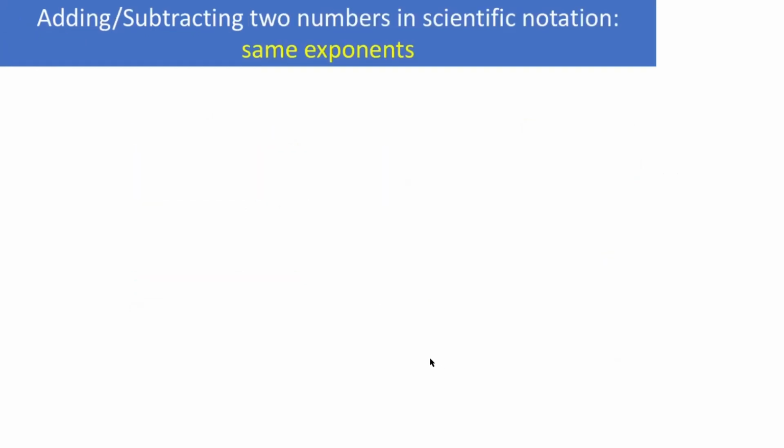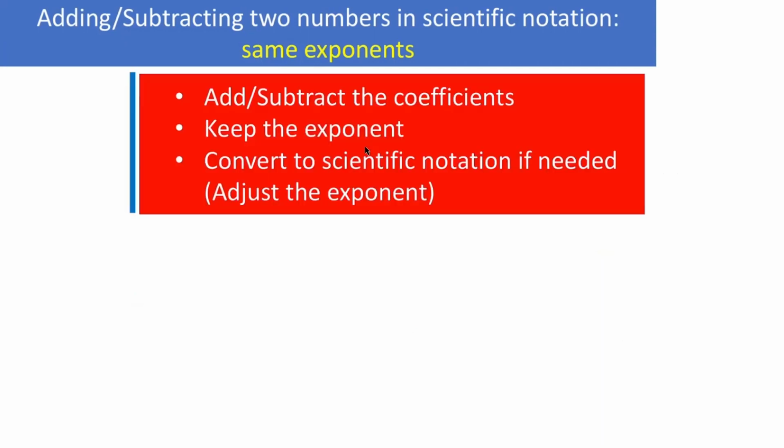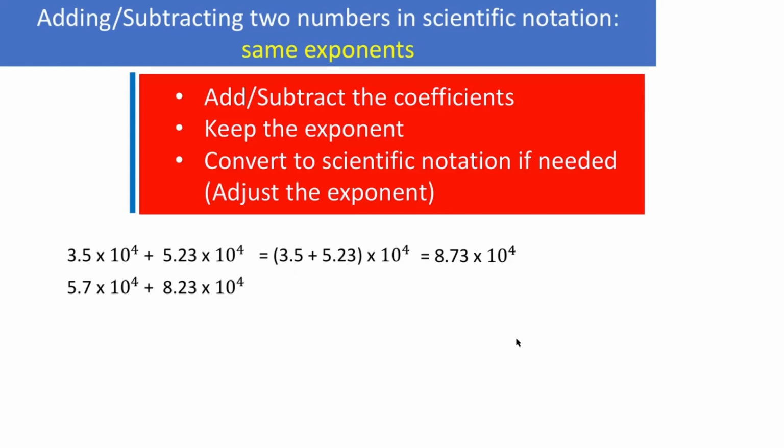Okay? Now, how to add or subtract 2 numbers in scientific notation? We have 2 cases. Same exponents, that's an easy one. You add or subtract the coefficients, keep the exponent, convert to scientific notation if needed. So here we're adding these 2 numbers, so I'm going to add the coefficients, and here's 1, keep the exponent. This is more like the distributive property. This times this, plus this times this. Add, and we're done. No other thing needs to be done here.